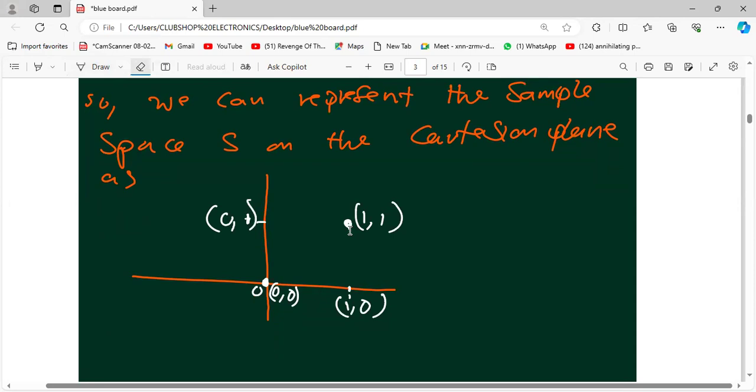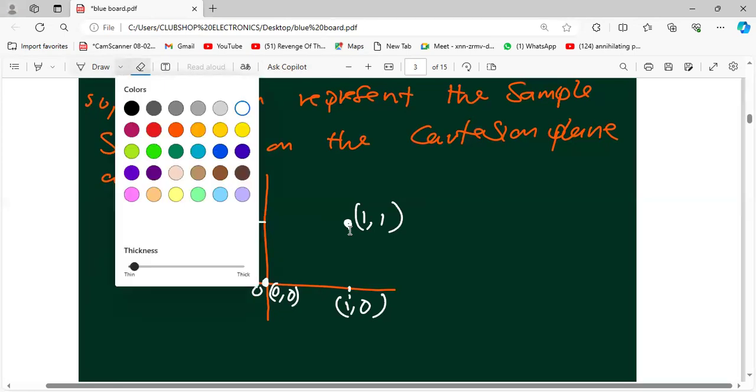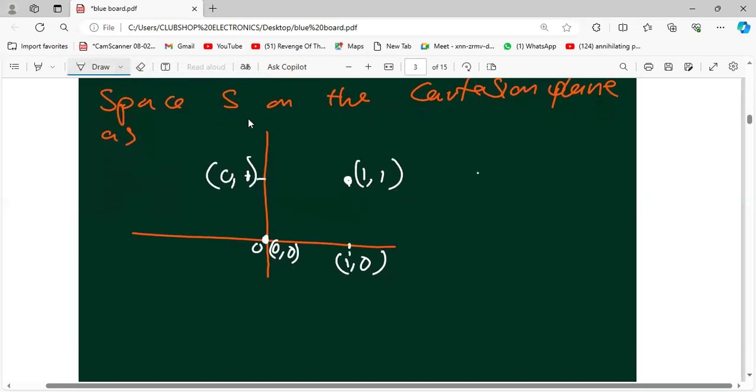That's what we mean by a sample space. Now, from here, we can pick up some remarks.